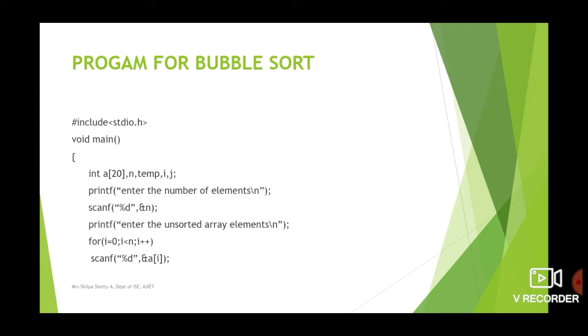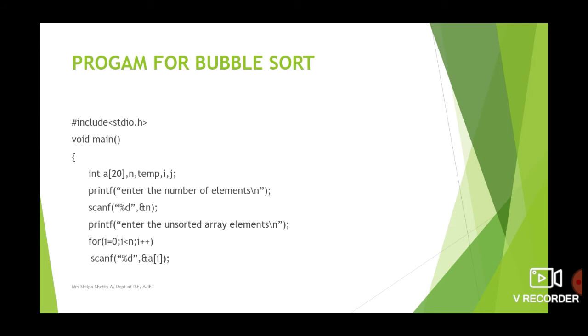So coming to main, we have the declaration part first. First, int a of 20. So our array is of size 20. This is the initial size of the array. Later we will read elements according to our choice. Then n indicates the actual size of the array. Temp is one variable that we require during the swapping process, and i and j are used as loop variables.